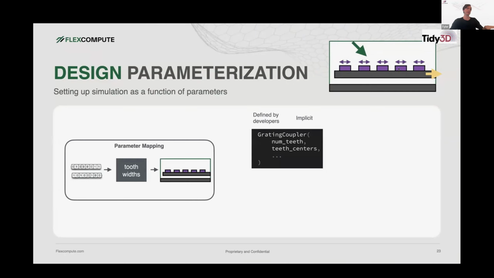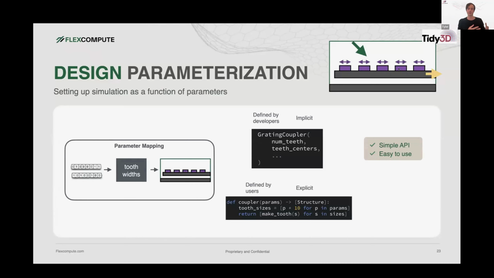Well, one way is the first way I showed, which is just, you ask the developers to create some grating coupler class, you tell it how many teeth, where they are located, and then this is defined by the developers, and implicitly in the background, there's some mapping then from the parameters to the structure, but you have no control over it. So it's easy to use, but it's quite limiting.